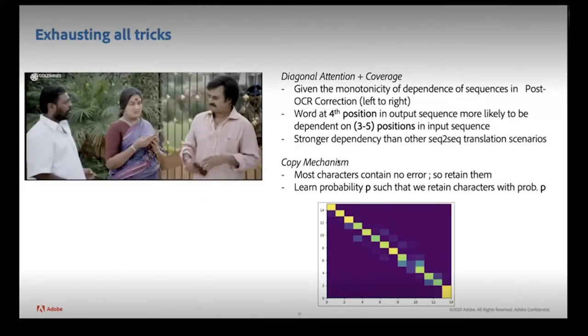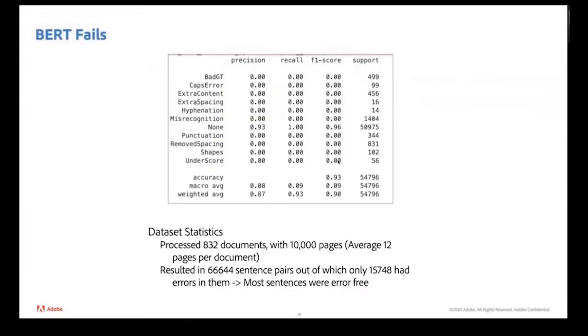So we exhausted all tricks in the pocket, but yeah, we get very bad results. All tokens get either predicted to none, or very few misrecognitions are corrected and so on. Forget about correction, even detection is not so good. We are not able to detect any of these. Most sentences are error free, and there are these few pages which have problems, but they are difficult to align. So the ones that we want to correct are in fact much more difficult to align.